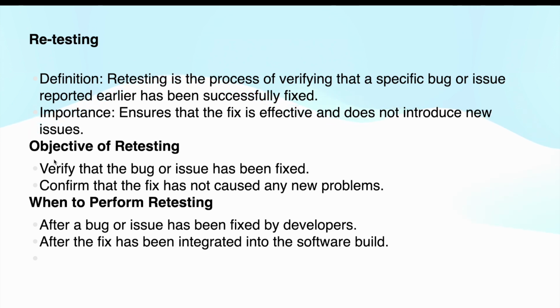Reproduce the bug. Attempt to reproduce the bug using the steps provided in the bug report. Verify that the fix has been correctly applied to the software build. Repeat the steps that originally caused the bug to verify it no longer occurs. Ensure that the bug no longer occurs and that the fix has not caused new issues. Record the result of the retesting, including whether the bug was successfully fixed and any new issues that were identified.